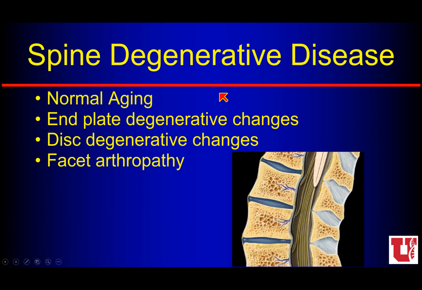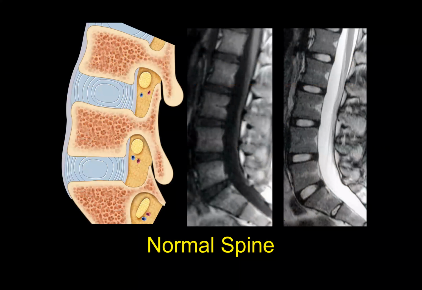Now, when we think about degenerative changes, there is something called normal aging. So there are some changes of the vertebral bodies and the discs that happen that we consider normal with age. Then we talk about the end plate degenerative changes, the disc degenerative changes, and then facet arthropathy that can happen in back. So we're going to start from the front and then go towards the back in our discussion.